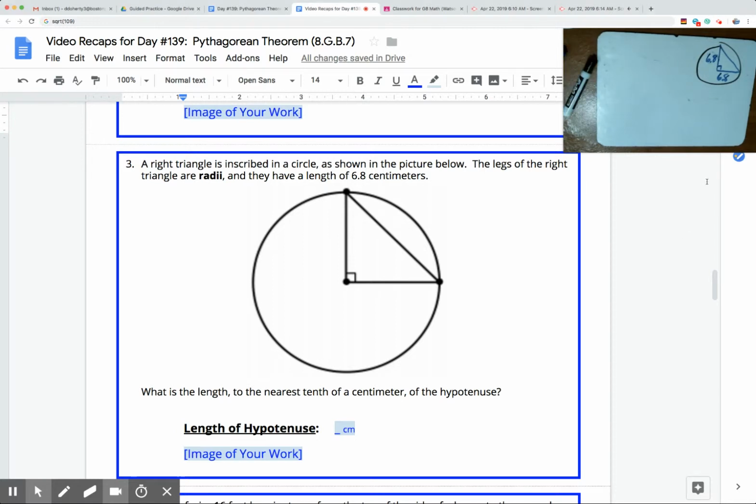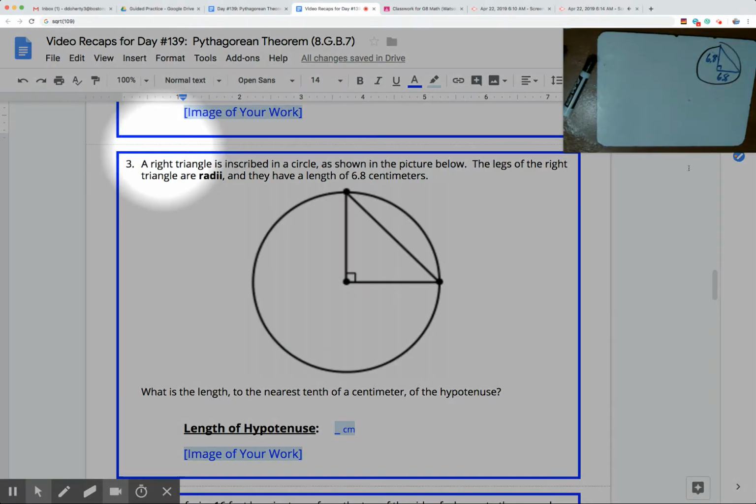All right, for problem number 3, the key here, we're reading, it says a right triangle is inscribed or drawn into a circle as shown in the picture below. It says the legs of the right triangle are radii, and a big key to know is that radii is plural for radius. So that just means more than one radius, if you ever see that word. And they have a length of 6.8 centimeters.